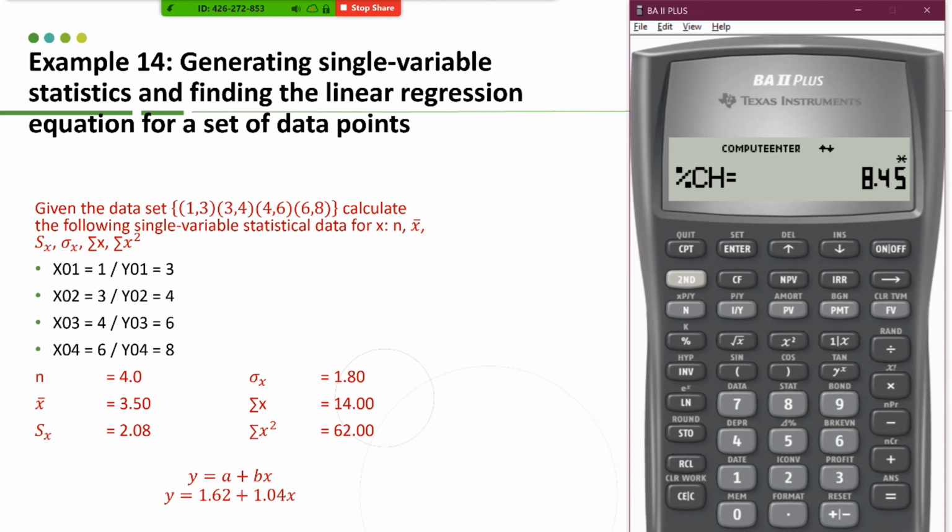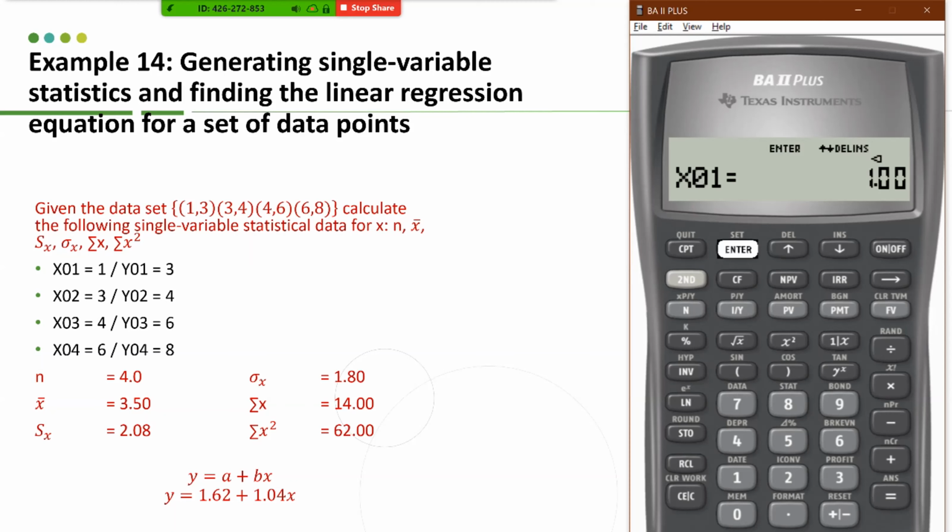This is basically to generate single variable statistics and find the linear regression equation for a set of data points. For example, you have the data set of 1, 3, 3, 4, 4, 6, 6, 8. You need to calculate the single variable statistics for all the values. For the statistics part, you need to use the data worksheet. The data worksheet is at button number 7. So press second data. The first data set is 1 for X and 3 for Y. You just key in the value X01 equals 1, and don't forget to press enter. If not, it didn't save your value.